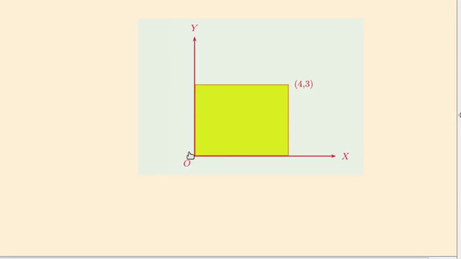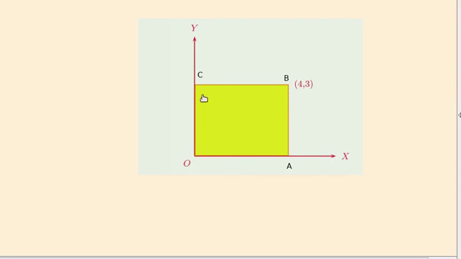Here the question is to find the vertices of this rectangle. This is a given figure. First we can name the rectangle. OABC is the rectangle. Here O, A, B, C are the vertices of the rectangle. Clear? Then here the vertex B is given. It's 4, 3.